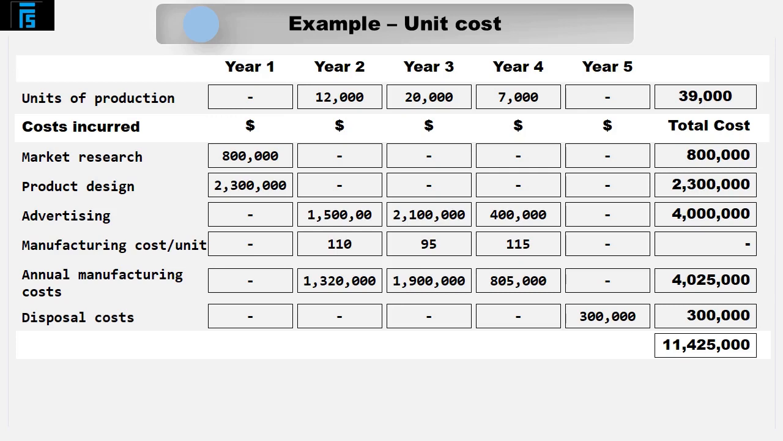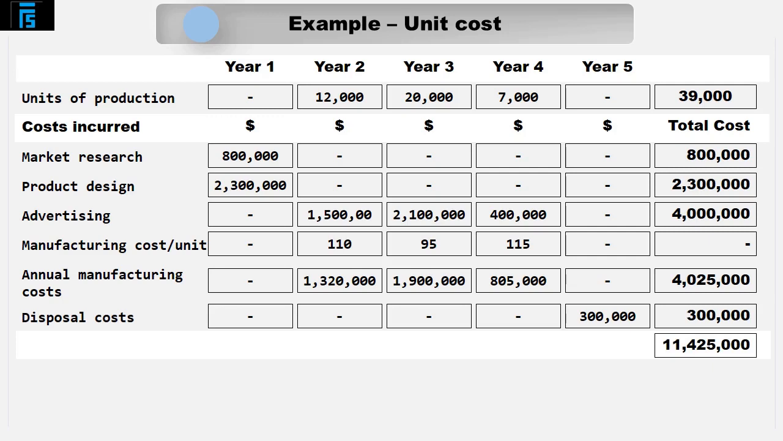In year 2, for example, manufacturing costs total 1.32 million, being 12,000 units of production multiplied by a unit cost of $110. Similarly, manufacturing costs total 1.9 million in year 3 and 805,000 in year 4. Of course, as we are considering all life cycle costs, we also add the post-production disposal costs incurred in year 5. Life cycle costs of product T amount to $11.425 million.